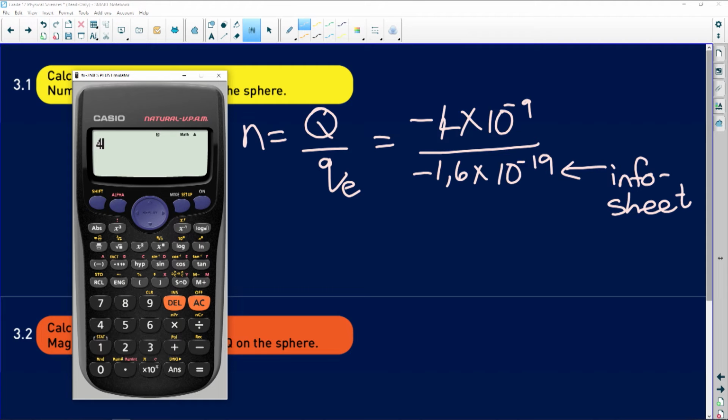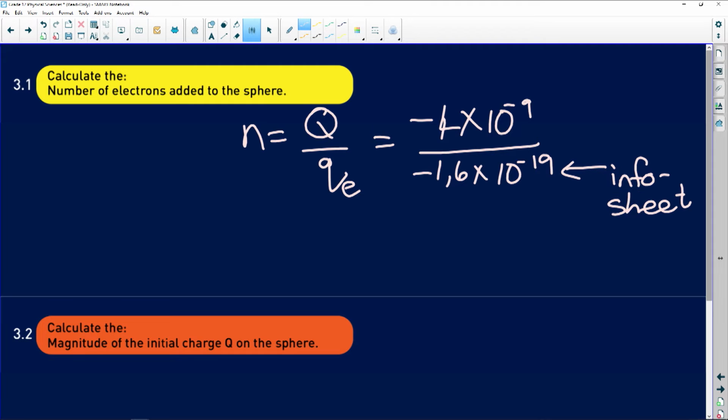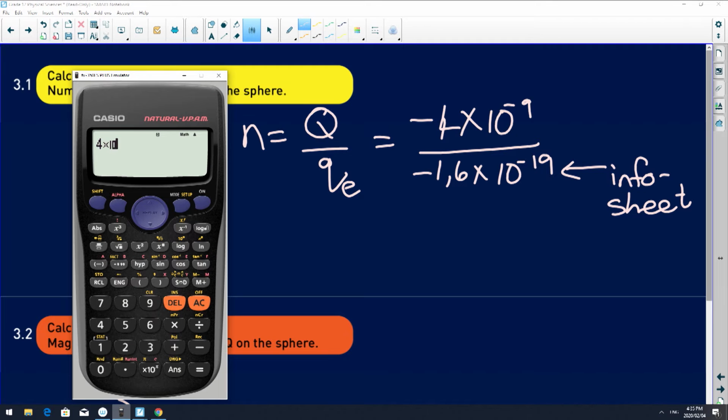So we're going to go 4 exponent. Remember this times 10. Oh, there goes my calculator again. So that times 10 is actually just the exponent key. So you just press this exponent key on your calculator over here, minus 9 divided by 1.6 exponent minus 19, and we should get our answer.